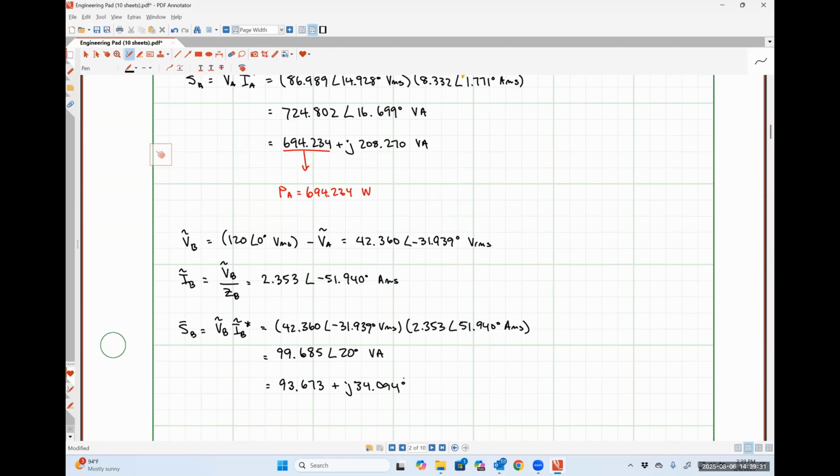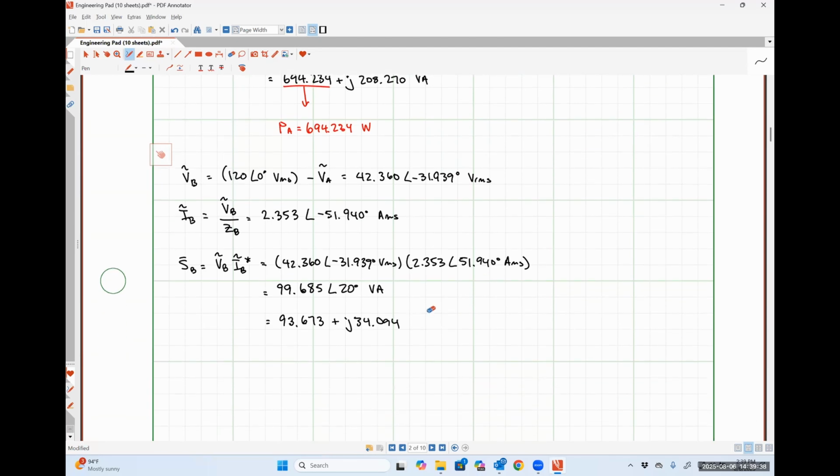Sorry, there shouldn't be a degree sign there because this is in rectangular. Erase. There we go. In rectangular form. So before we figure out which part of this we need, does anybody have any questions about the analysis that I did or any of the numbers that I got?